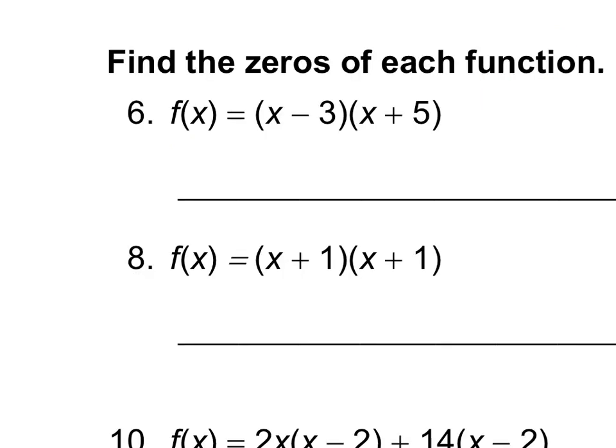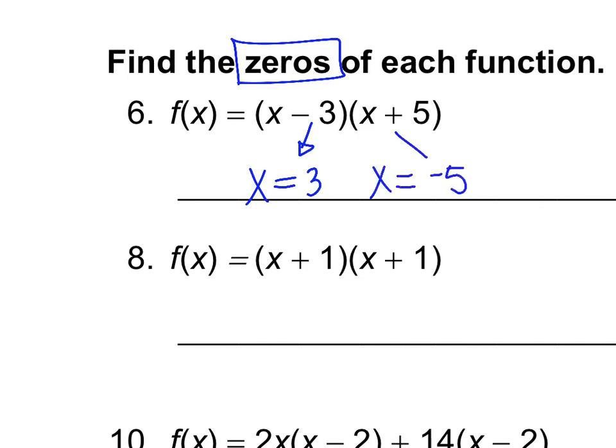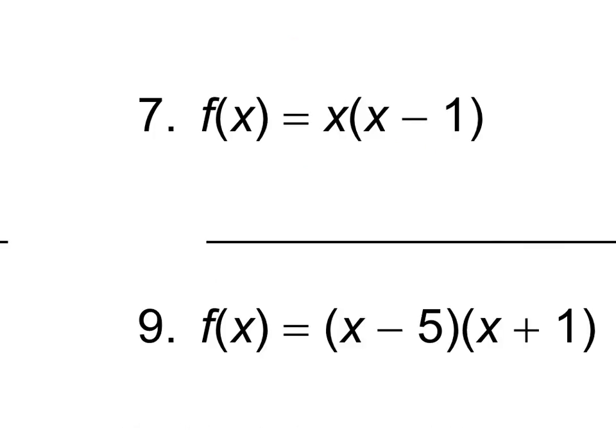Number 6, since they are asking us for the zeros, all they want is the solutions. So all we need to do is change the signs. So x equals 3 and x equals negative 5. Done. For number 7, since this has a variable, that's x equals 0. And this one I would have to change the sign, so x equals 1. Those are the zeros for our solutions or roots or x-intercepts.